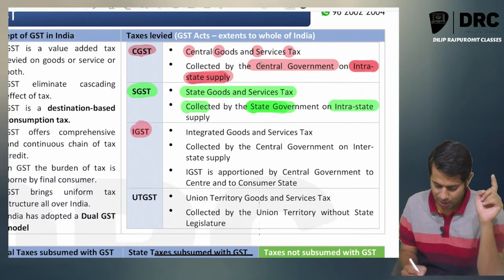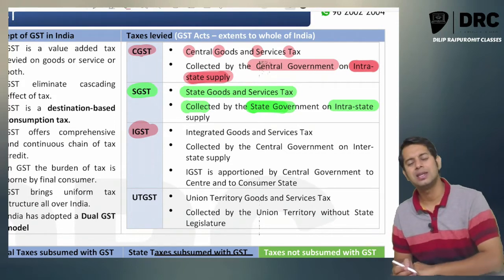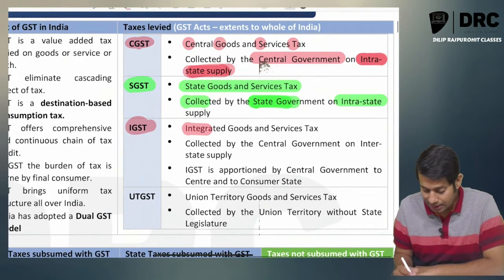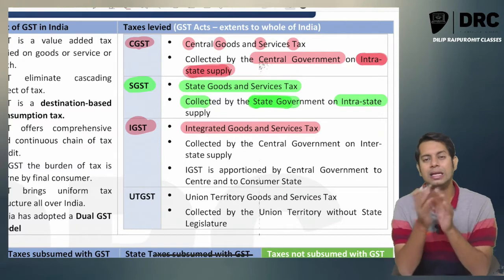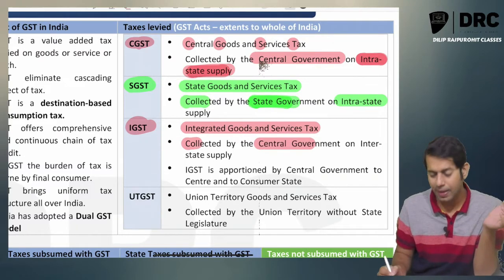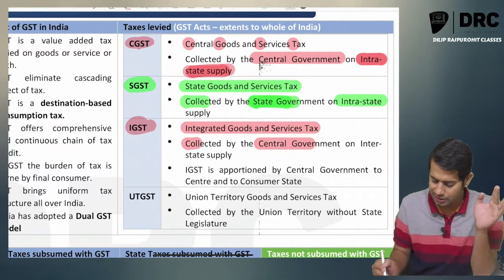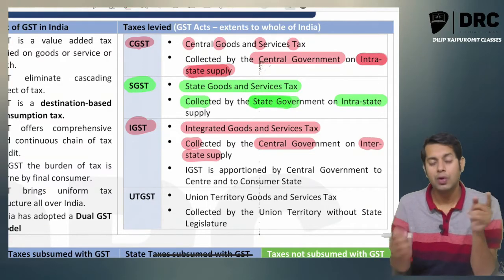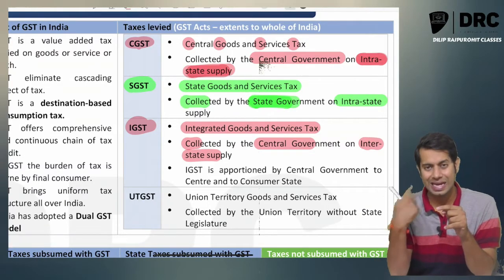Then we have something called IGST. What do you mean by IGST? Integrated Goods and Services Tax. It is collected by whom? It is collected by the central government. When is the central government going to collect IGST? Whenever you are making an interstate supply.